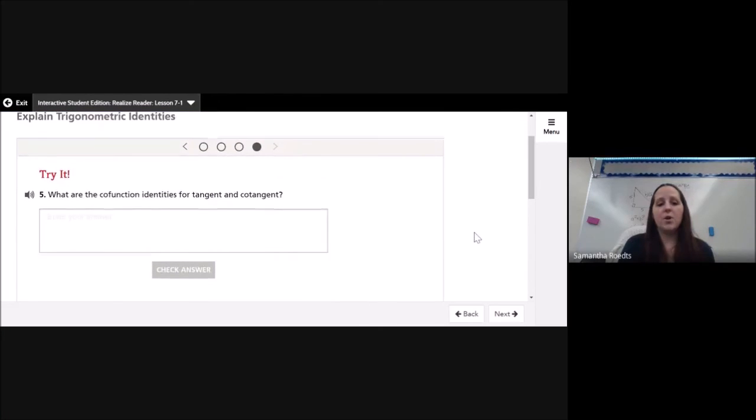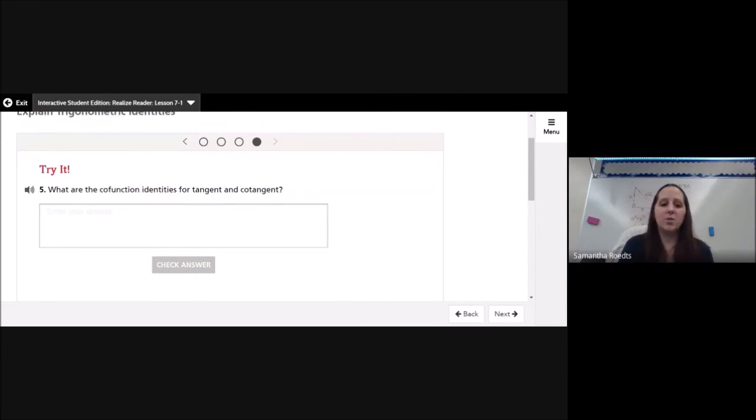All right, let's try it. What are the cofunction identities for tangent and cotangent? Okay, so we know that tangent theta equals cotangent of 90 degrees minus theta. And cotangent theta equals the tangent of 90 degrees minus theta.